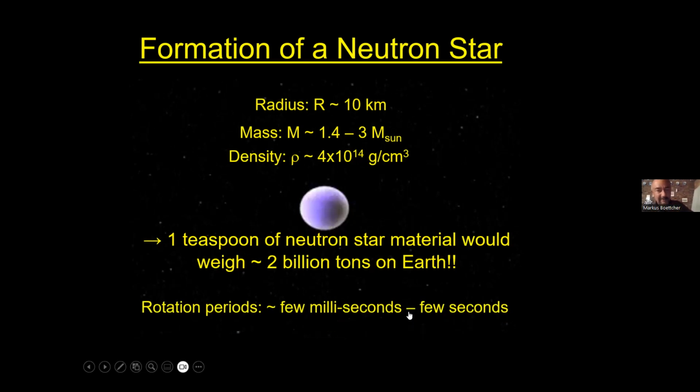They have rotation periods that go from a few milliseconds, extremely fast rotations, up to a few seconds. And magnetic fields are the highest that we find anywhere in the universe, from 10^8, so 100 million, to 10^15 Gauss. For comparison, the Sun has characteristic magnetic fields of a few Gauss, just like typical magnetic fields on Earth. So these are 100 million to a trillion times higher.